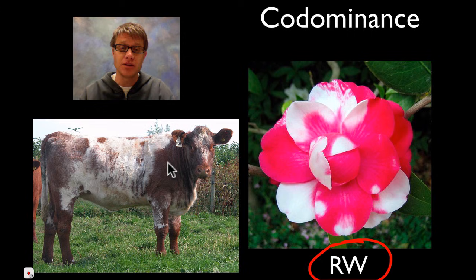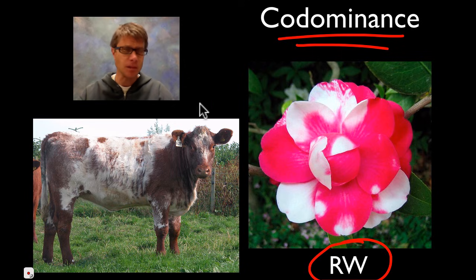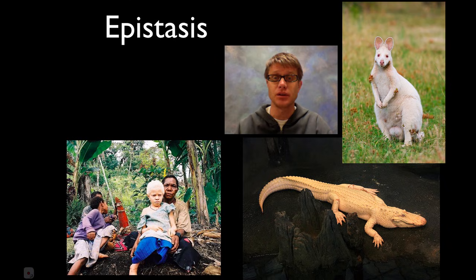And even in these red areas, you pull one hair out, it's going to be red. One hair out, it's going to be white. And so in codominance, we're basically going to have splotches of the two different colors. But the genetics are exactly the same as incomplete dominance.